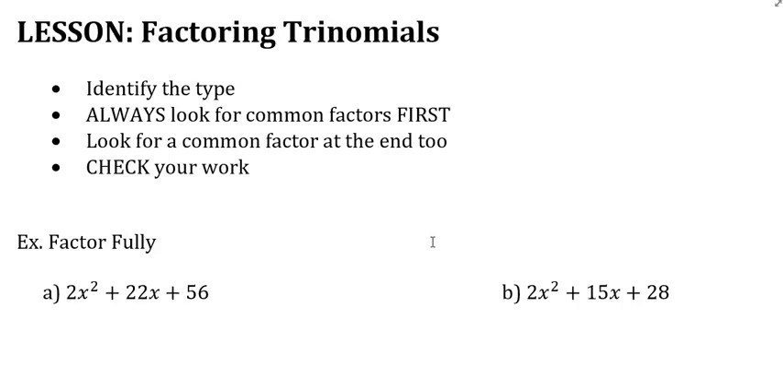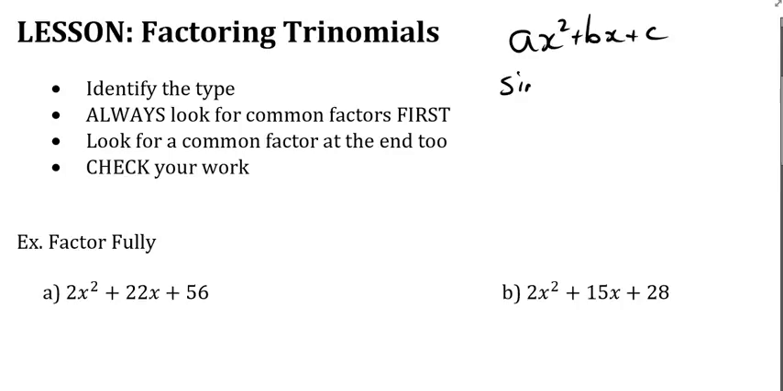So the first thing that it says is identify the type. Okay, so if I have something like this, and it would be ax squared plus bx plus c. What does it mean if it's a simple trinomial? And what does it mean if it's a complex trinomial? The ax squared plus bx plus c is just a general case. It could be anything. It could be either of those two examples below. So a, b, and c are numbers. How do I tell if what I'm looking at is a simple trinomial or a complex trinomial?